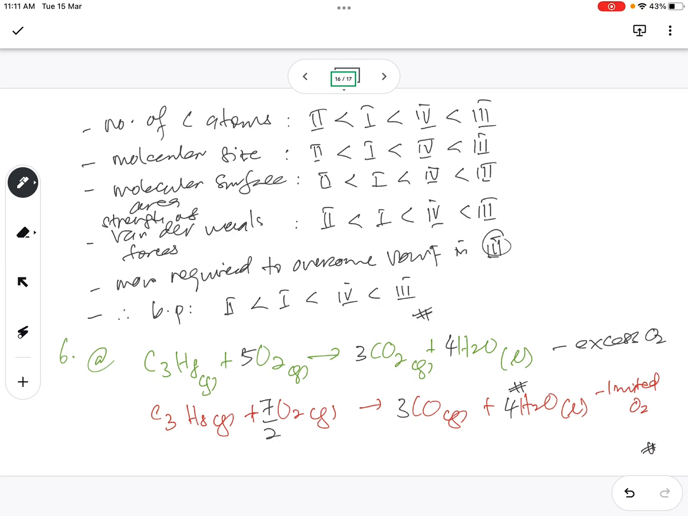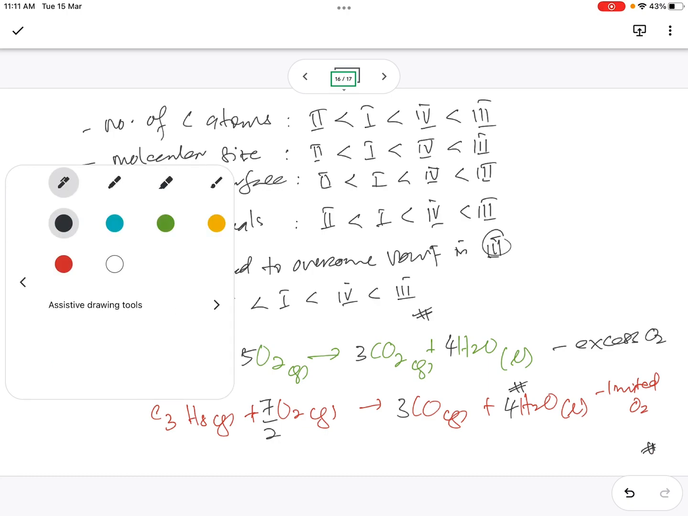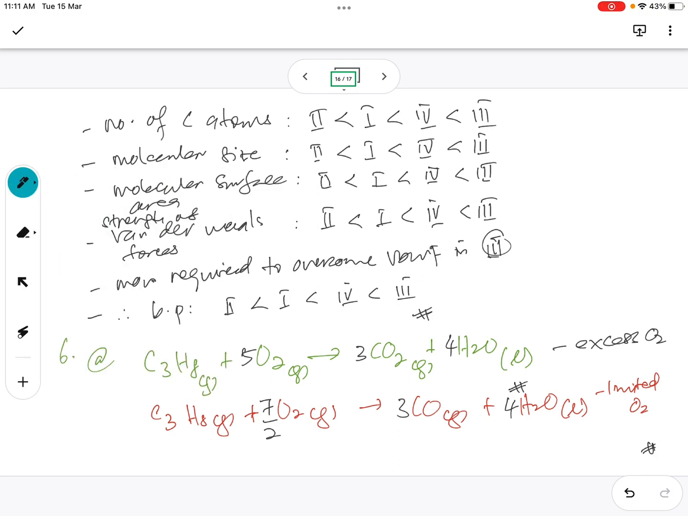Can you follow, guys? So you can see the difference. For excess oxygen, we get carbon dioxide. For limited oxygen, we get carbon monoxide. Not the same. Okay? This is balancing equation actually. We already learned this in thermochemistry, we already saw it in thermochemistry too.